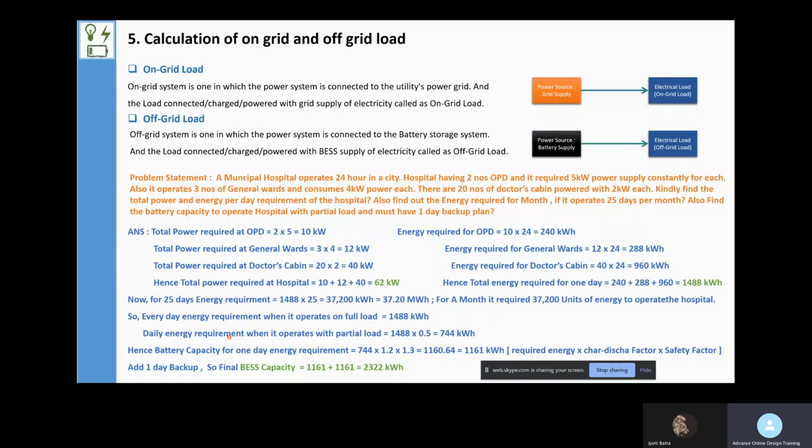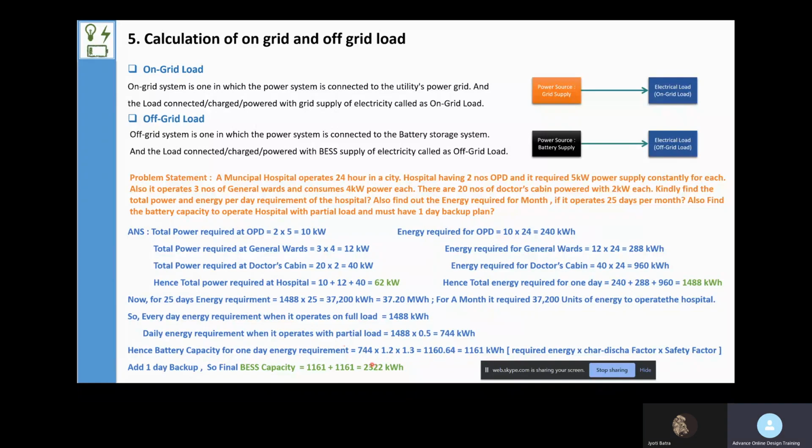And for that, you can say a safety factor you are maintaining, and here also I did the same thing. 744 is your actual load requirement, right? Multiplying with this factor serves for your charging-discharging factor, and 1.3 serves as your safety factor, the 30% cushioning. It is the design standard. You can vary this with your own situation and the scenario of the design. But mostly these two, 1.2 and 1.3, are very common in practice.